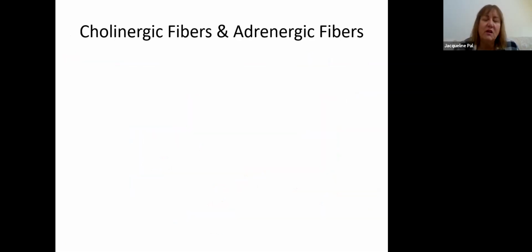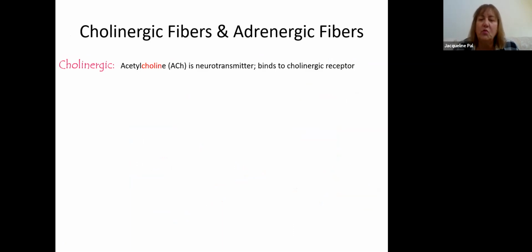The first terminology are the terms cholinergic fibers versus adrenergic fibers, and then their receptors. The term cholinergic refers to the word acetylcholine. So a cholinergic fiber is one that has acetylcholine as its neurotransmitter, and so it's going to bind to a cholinergic receptor. So this is an example of what we would have in the somatic nervous system.